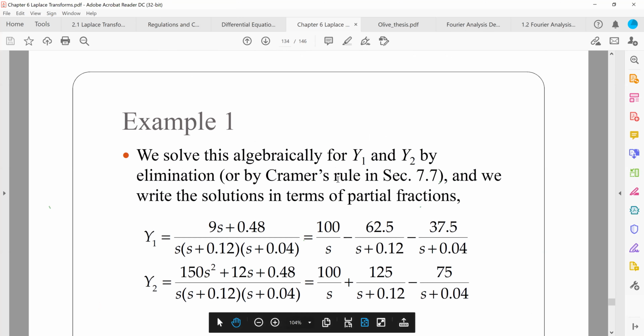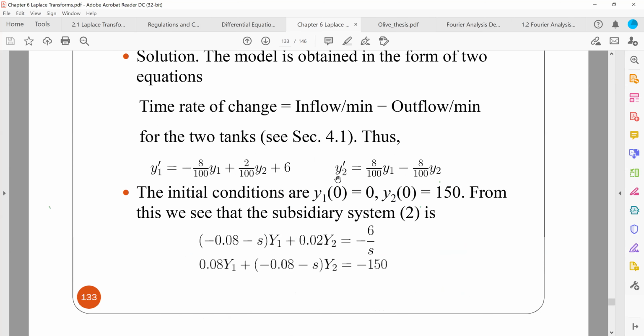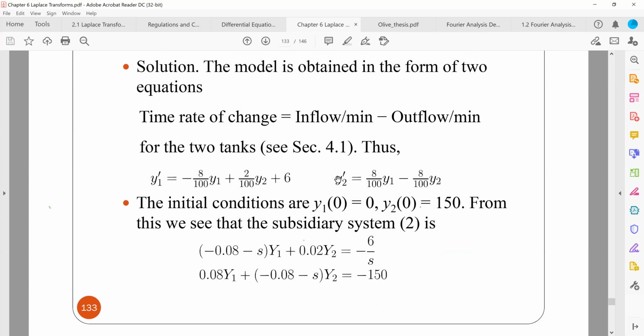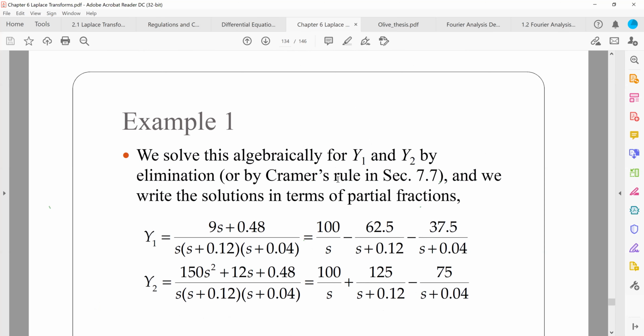Did they use Cramer's rule here? I think they used elimination. You can solve them as learned in high school: write the equation in terms of only one, either Y1 or Y2, but you leave the s there. Once you simplify and solve in terms of Y1 and Y2, you can then flip them using our table 6.1 and find what each term is. And you'll end up with these equations.